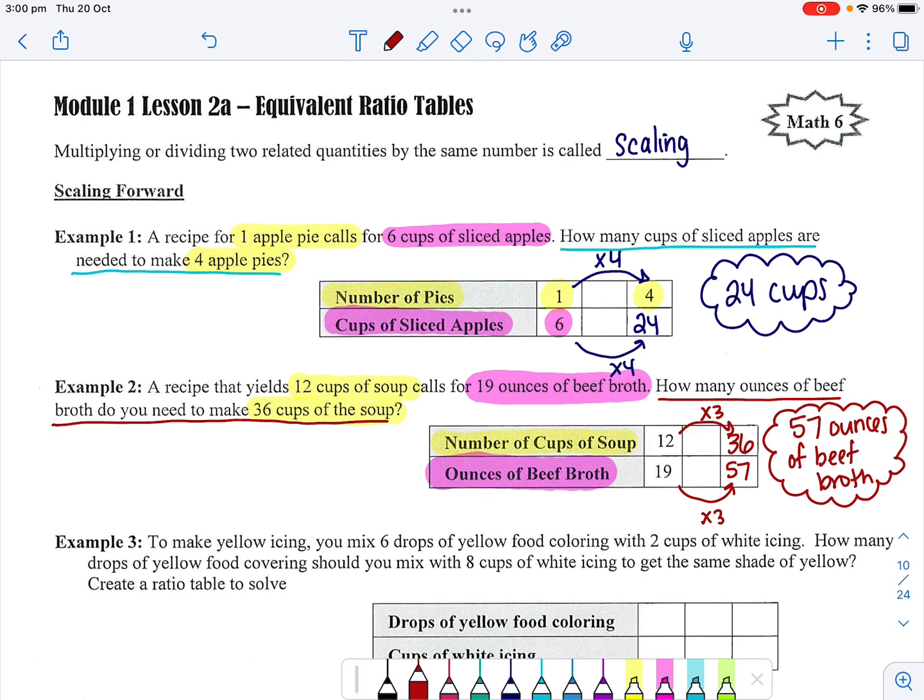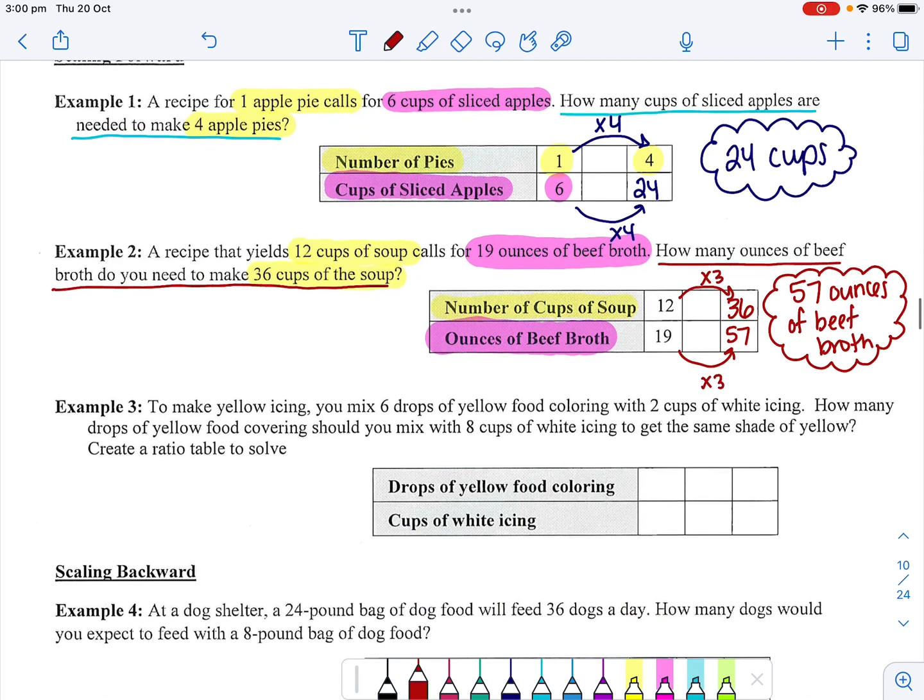In this one, I took a little piece of information away. I took away that third number. Now we're going to look at example 3 where I make you create the entire table on your own. So it says to make yellow icing, you mix 6 drops of yellow food coloring. So I'm going to put a 6 in the yellow food coloring with 2 cups of white icing. So I'm going to put a 2 in the cups of white icing. How many drops of yellow food coloring should you mix with 8 cups of white icing to get the same shade of yellow?